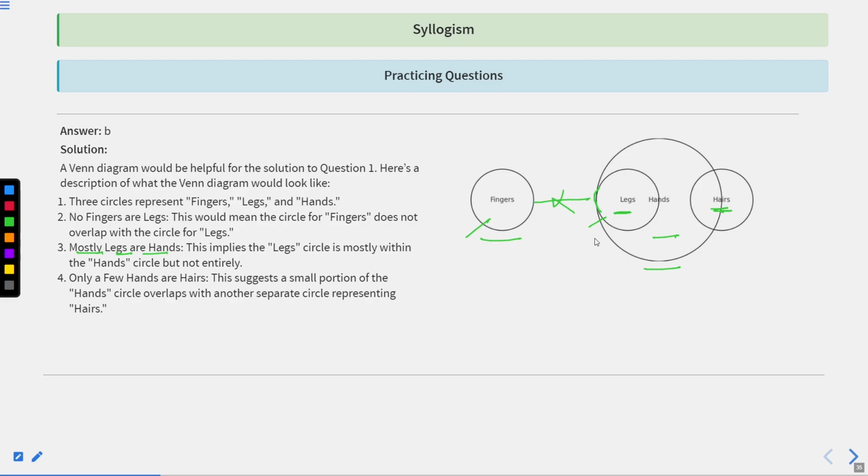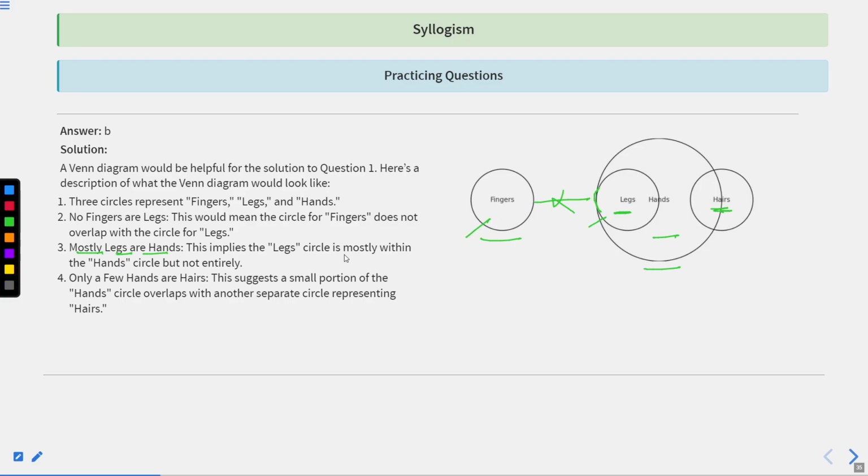So the diagram will showcase in such a manner that the legs are occupying almost the whole of the hands area, but a certain portion of the circle of the leg is outside the circle of the hands, which showcases that mostly legs are hands, but not all legs are hands.